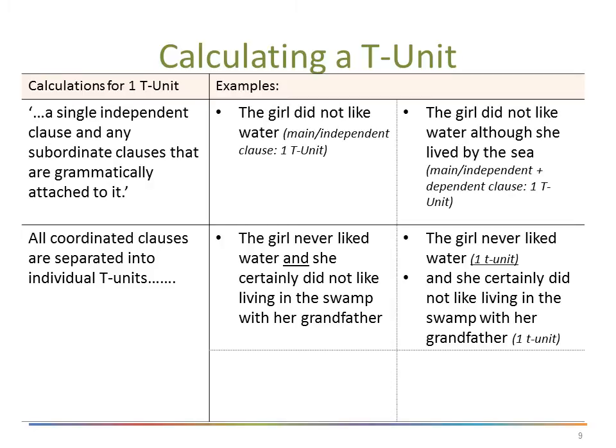All coordinated clauses are separated into individual T units. So in the example, the girl never liked water and she certainly did not like living in the swamp with her grandfather. If we break that up, we see we have two T units. The first, the girl never liked water. The second, and she certainly did not like living in the swamp with her grandfather, another T unit.